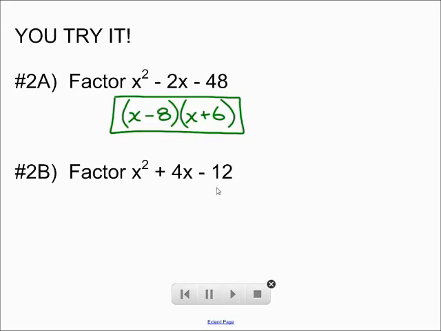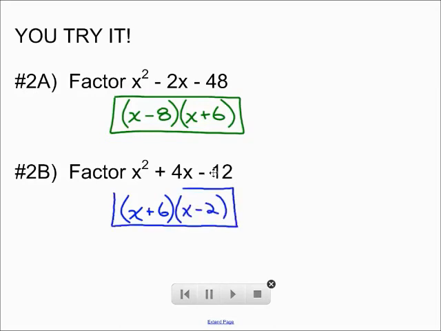Down here, we're looking for factors of negative 12 that add up to 4. Again, 12's got a limited number of factors, so hopefully you can find it pretty quick. But 6 times negative 2 is negative 12. 6 plus negative 2 is positive 4.